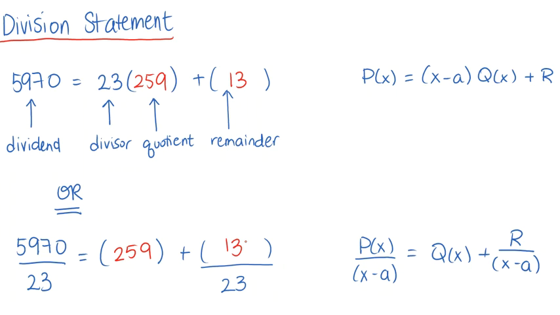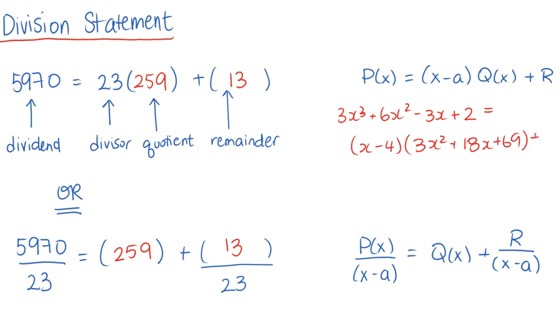So in terms of our polynomial, P(x) is the full polynomial that we were looking at. In this case, 3x cubed plus 6x squared minus 3x plus 2 is equal to our binomial that we were dividing by, x minus 4, times the quotient which we found, which is 3x squared plus 18x plus 69, plus our constant amount, that was our remainder, of 278. So that would be one way to write our division statement.